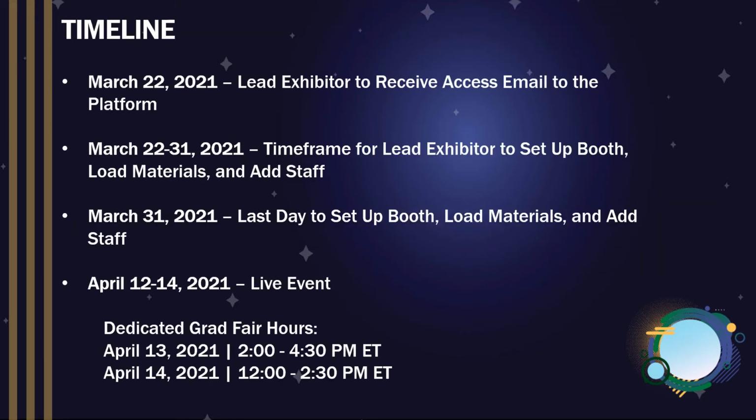Now that we have gone over some basic system requirements and best practice tips, let's review the general timeline of deadlines and requirements. On March 22nd, you will receive an access email with a personalized access link for the NCUR event platform. This will be your continued access point before, during, and after the conference. Bookmark this link because there is not a centralized login to the platform. The link can only be used by one person at a time, so do not share it with anyone.